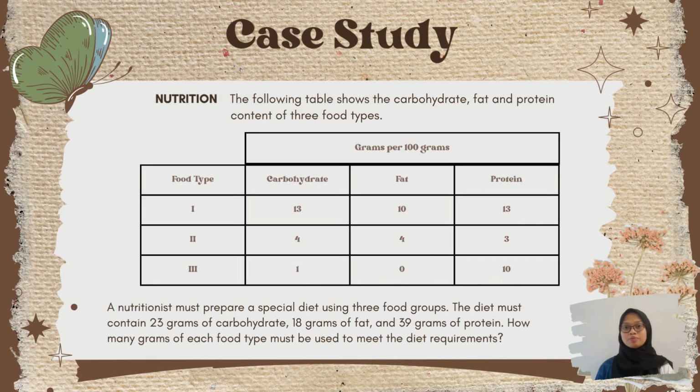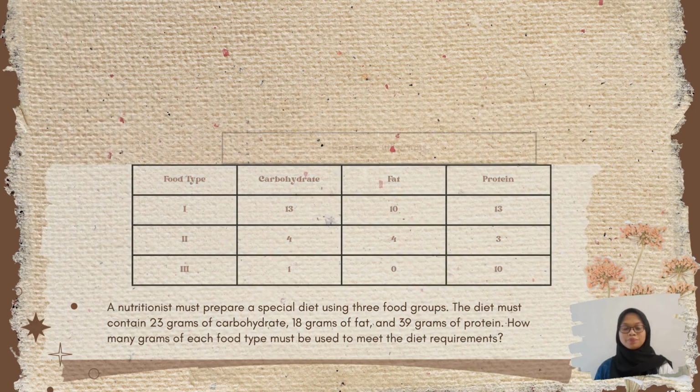Now, I would like to explain our case study about nutrition. The following table shows the carbohydrate, fat, and protein content of 3 food types. The weight for each food type is represented by gram per 100 grams. Let's see. The first food type contains 13 carbohydrate, 10 fat, and 13 protein. The second food type contains 4 carbohydrate, 4 fat, and 3 protein. The last food type contains 1 carbohydrate, 0 fat, and 10 protein.